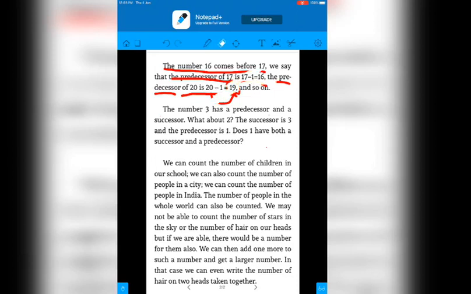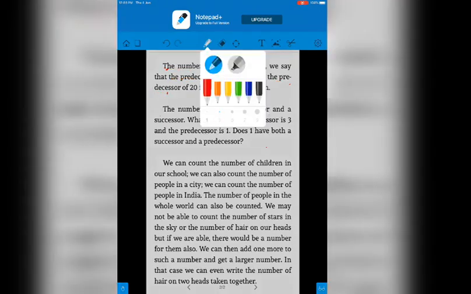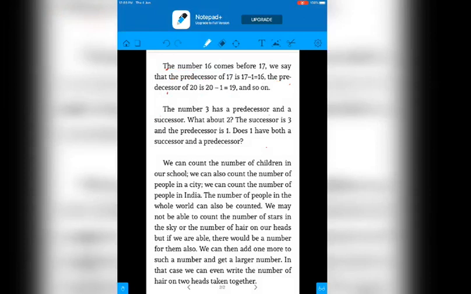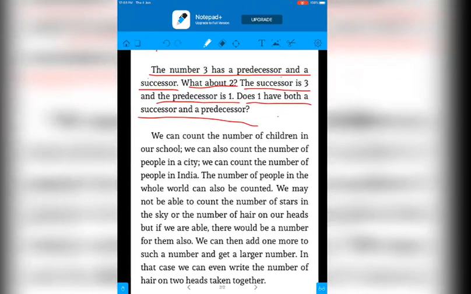Now let's read the next line. The number 3 has a predecessor and a successor. What about 2? You can say that the successor of 2 is 3 and the predecessor of 2 is 1. Does 1 have both a successor and a predecessor? No. 1 is the predecessor of 2, while 3 is the successor of 2. I hope that you understand it. Now let's come to the next topic.